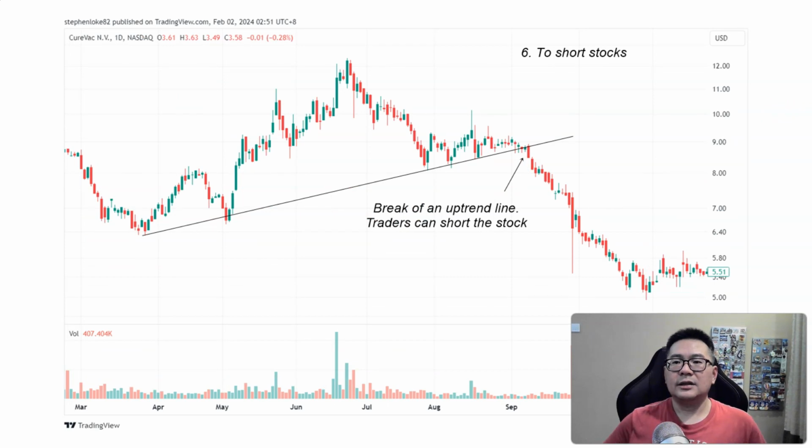Okay, the next usage of the trend line, the uptrend line, is to short stocks.